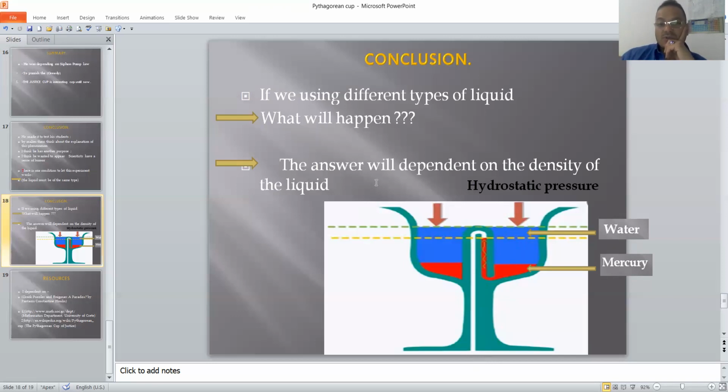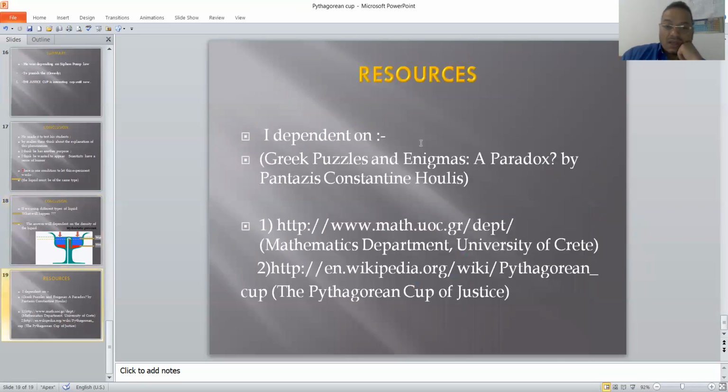The answer, like I said before, will depend on the density of the liquid. And we can do another trick. If we make the hydrostatic pressure more and more, we will let the water throw out from this cup, like I said before. The research, actually, I depended on, let me show, no, not this. I depended on this article. It was amazing. And at the same time, we're dealing with these two websites.